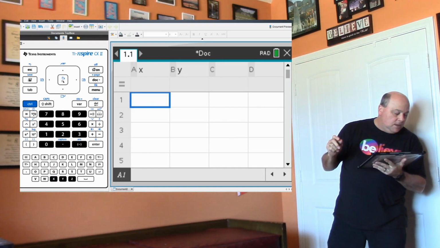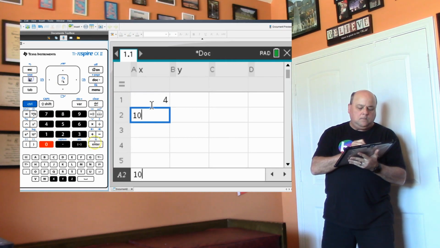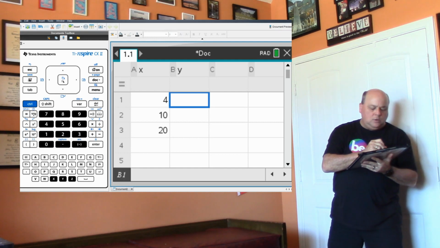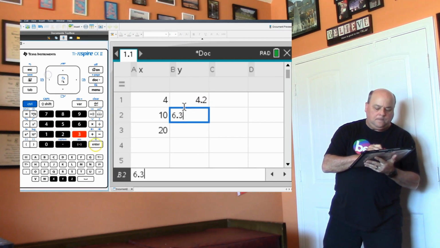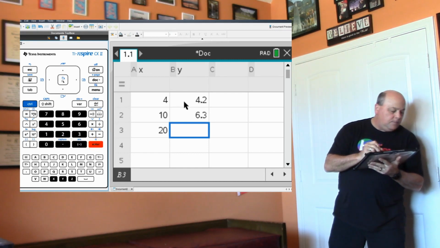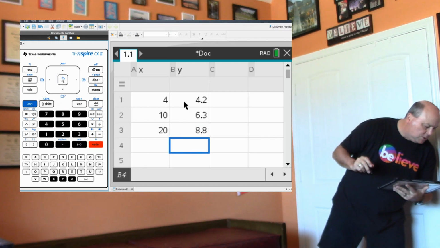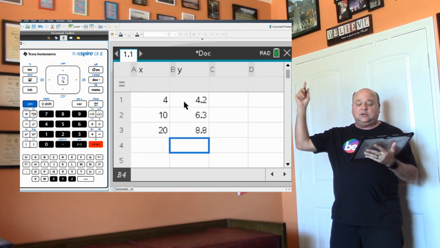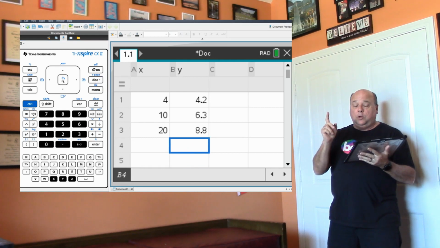Okay, now then, you're going to type in the X's, which is 4, 10, and 20. And then the Y's are 4.2, 6.3, and 8.8. Make sure that's right. 4.2, 6.3. Yep. $4.20, $6.30, $8.80. The blue box has to be not on a number. Make sure the blue box is not on a number.